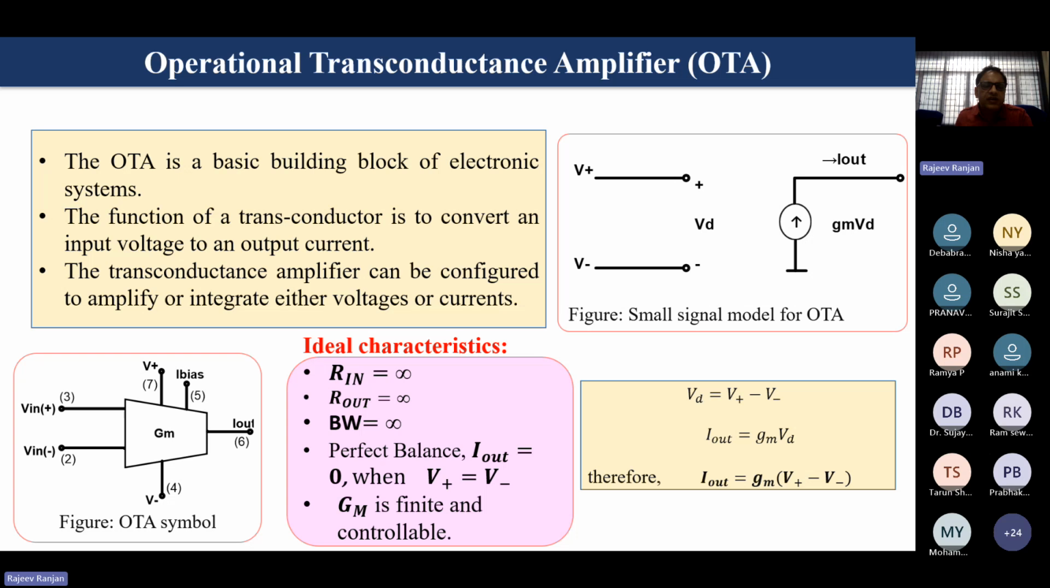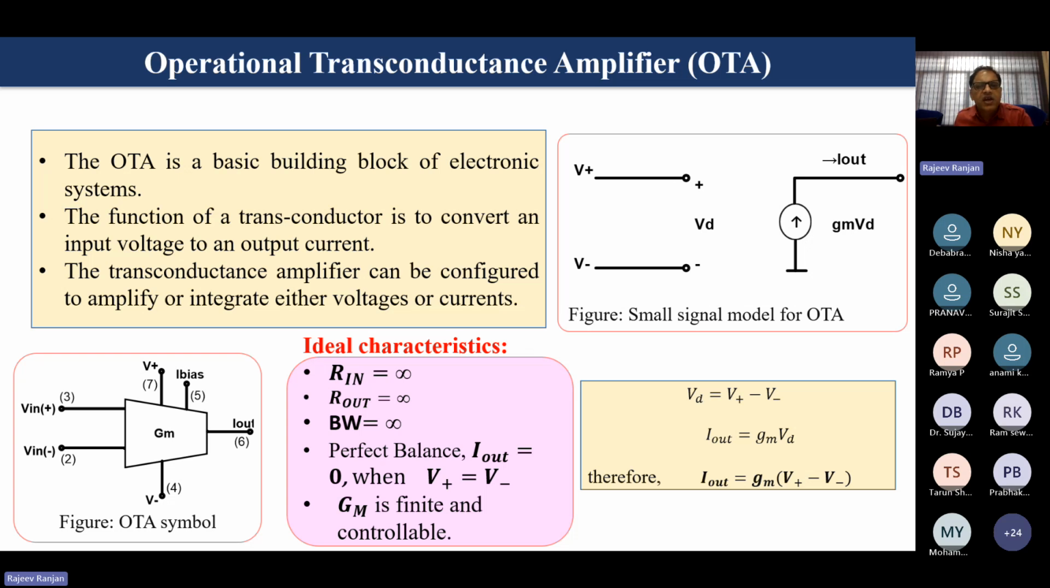Practical is not that one. Practical is in the mega-ohm range. So for perfect balance, I out equal to 0 when V plus is equal to V minus. So this we can control. VD, I already told, is equal to V plus minus V minus, and I out equal to GM VD. Therefore, I out equal to GM (V plus minus V minus).